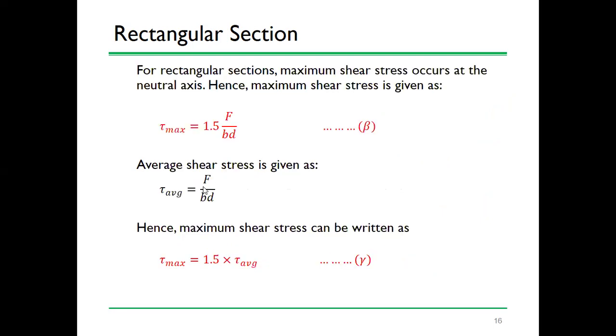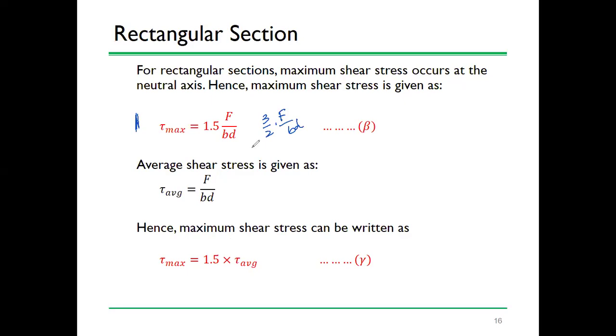Let's proceed. So this implies that for rectangular sections, the maximum shear stress acts at the centroid, at the neutral axis. And in fact, it's for all sections. So at the neutral axis, this is what we established. And this is the same as 3 over 2 dot F over BD. Okay? And that's the equation beta.